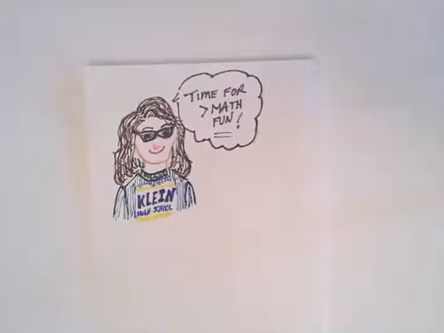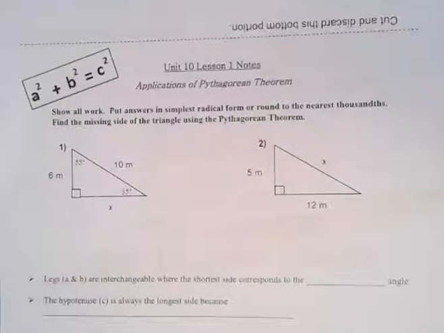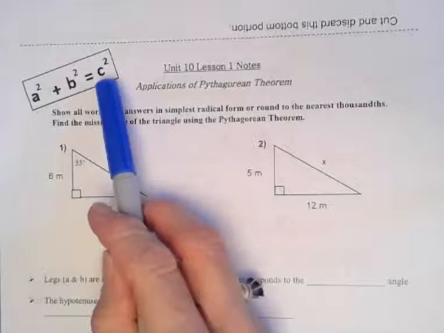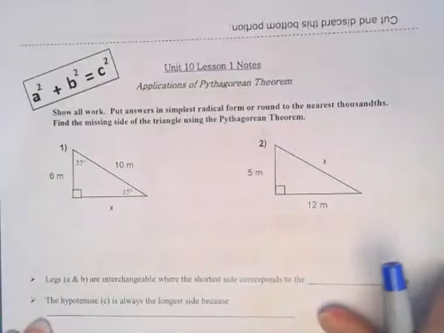I thought I'd try and put a video together to review Pythagorean Theorem and special right triangles. You will need to learn to distinguish when to use Pythagorean Theorem, which is a squared plus b squared equals c squared, versus the shortcuts of special right triangles. And you'll be seeing problems.